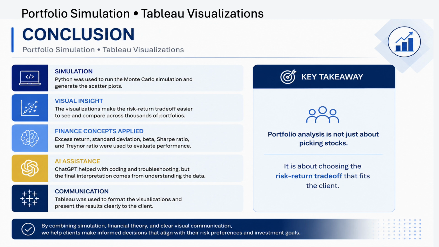The Tableau visualizations clearly illustrated the relationship between risk and return and highlighted how different risk measures can lead to different portfolio choices. The key takeaway is that there is no universally perfect portfolio. The best portfolio depends on an investor's objectives, risk tolerance, and definition of risk. Effective portfolio management is ultimately about finding the risk-return trade-off that best fits the investor's needs.